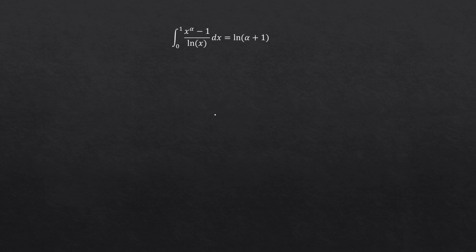Now remember our integral was when alpha is equal to 6. So all we're going to do is plug 6 back into our expression, and our integral is equal to natural log of 7, because 6 plus 1 is 7. And that's it. So that's our integral solved.